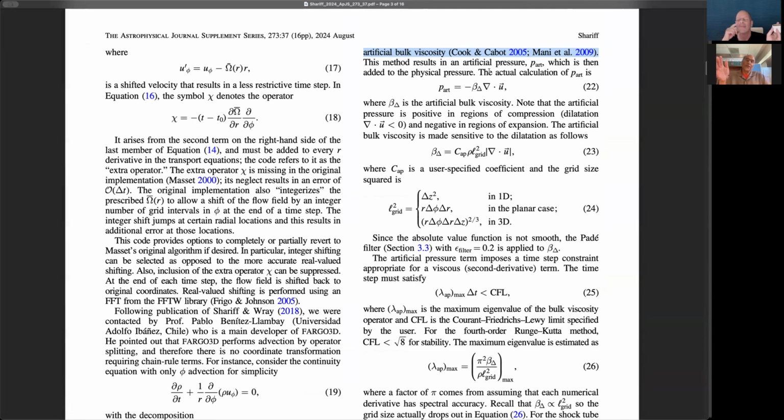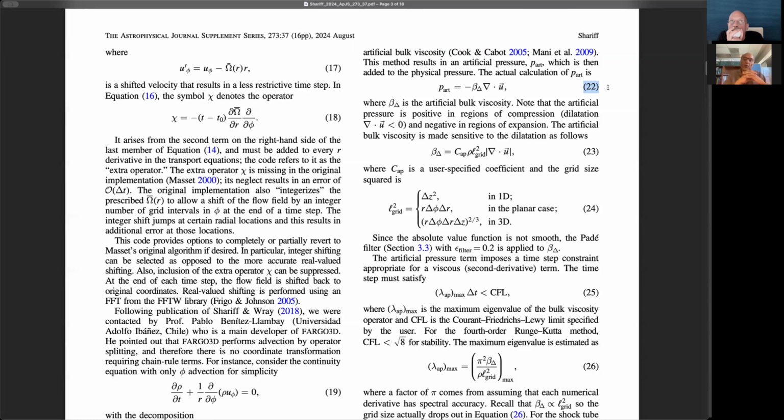So what do you do in 3D? What Cook and Cabot realized is that a 3D extension of the Richtmyer and von Neumann artificial dissipation is really a bulk viscosity. Normal viscosity is a viscous stress that's proportional to the strain rate. But a fluid which has a bulk viscosity has an additional stress that comes in when there is dilatation, also when the flow is compressing or expanding.